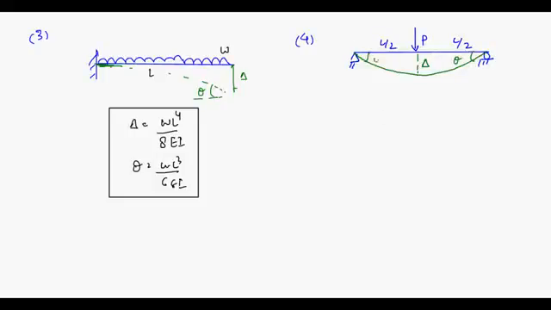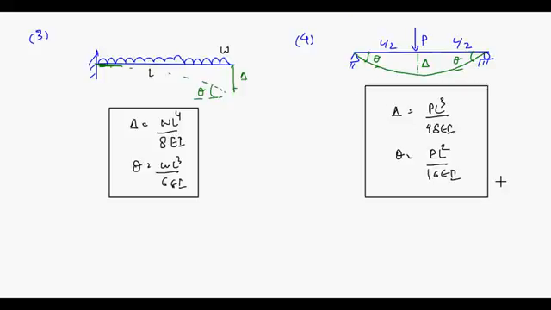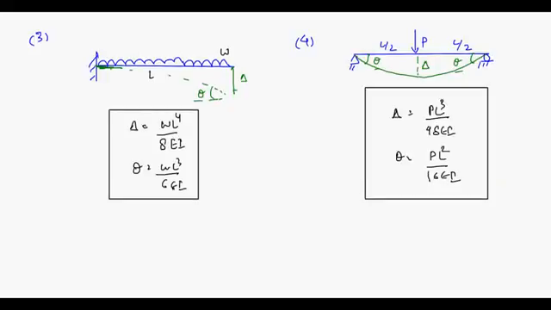This rotation is also theta because it is symmetric, isn't it? It is acting at the center, so it is symmetric. So this is theta and this is also theta. What is the value of delta and theta? Delta is P L cube upon 48 EI. Theta is P L square upon 16 EI. Okay, P L cube upon 48 EI and P L square upon 16 EI.